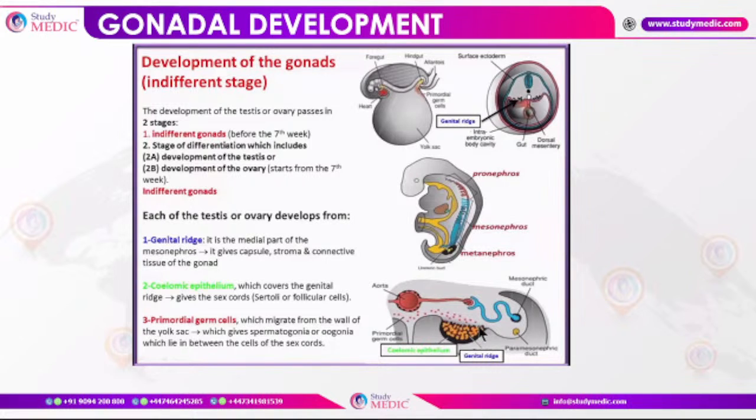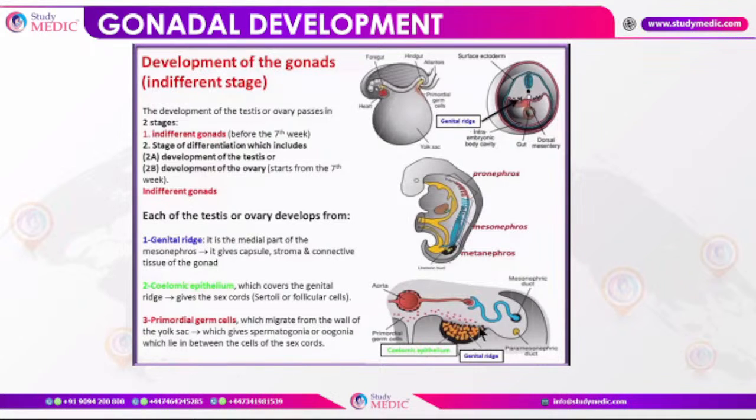Each of these gonads develops from essentially three different structures. What are they? First one is the genital ridge. What is the genital ridge? It is the medial part of the mesonephros, and this is going to give formation to the capsule, the stroma, and the connective tissue of the gonad. Second in number is the coelomic epithelium. The coelomic epithelium is going to cover the genital ridge, and it is from this where the Sertoli cells of the testis or the follicular cells of the ovary are going to form.